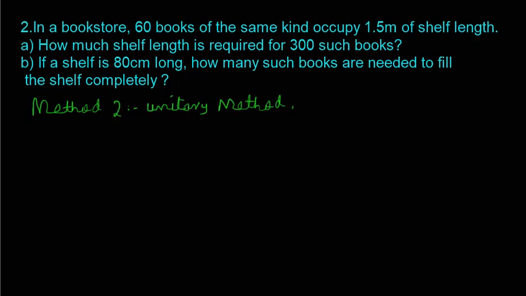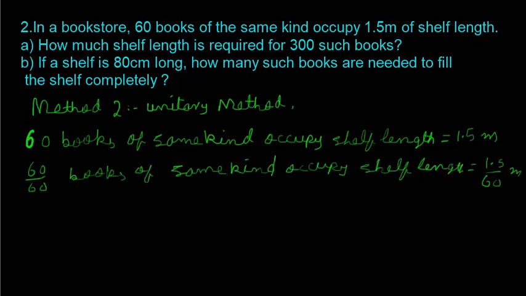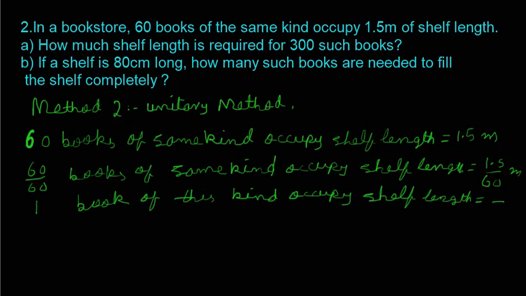So what we will do here is just make this sequence of words. So here it is like 60 books of the same kind occupy shelf length equal to 1.5 meter. So let me write it. 60 books of the same kind occupy shelf length equal to 1.5 meter. Now just to make it 1, I will divide 60 here as well as here. So let's do this 60 by 60 books. Now dividing this 60, we will get here 1 book of this kind occupies shelf length equal to 1.5 by 60 meter.